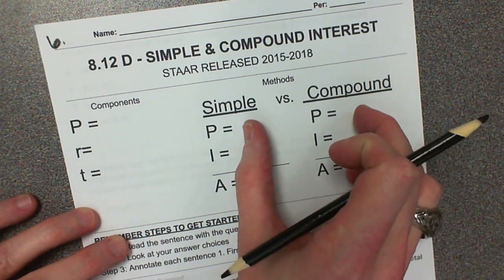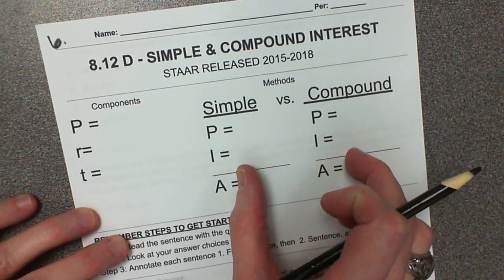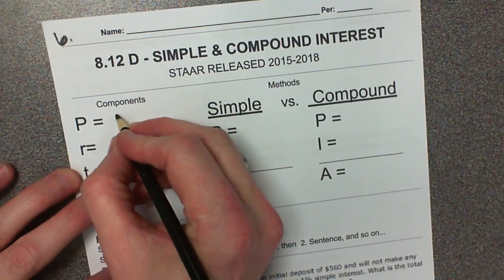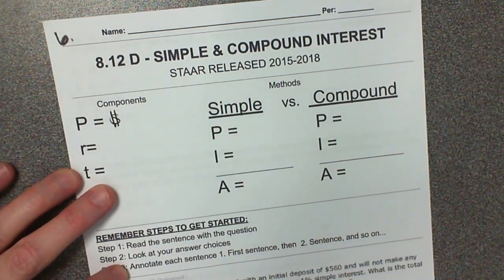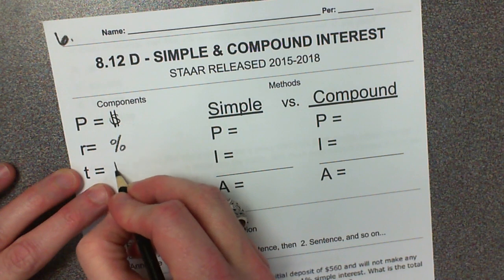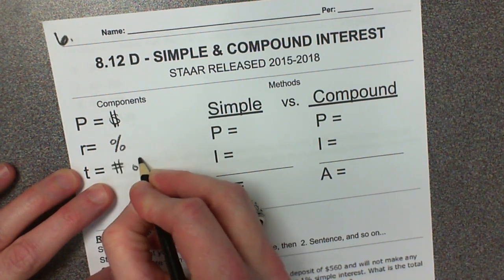Our formula is going to call for us to know the principal, the extra credit, which is the I, and the overall account balance, which is the A. P is going to be a dollar sign. R is going to be the percent, and time is going to be the number of years.